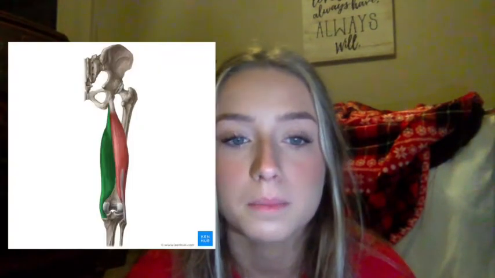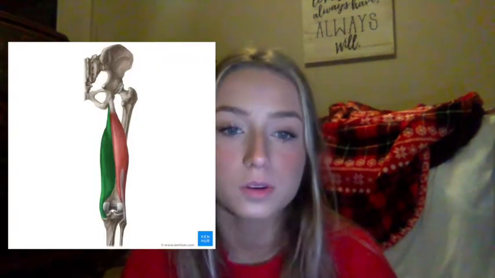For flexion and internal rotation, there is the semitendinosus muscle, and the origin of that is the ischium of the pelvis, and the insertion is the proximal medial tibia. And then there is the semimembranosus muscle, and the origin of that is the ischium of the pelvis, and the insertion is the proximal medial tibia.